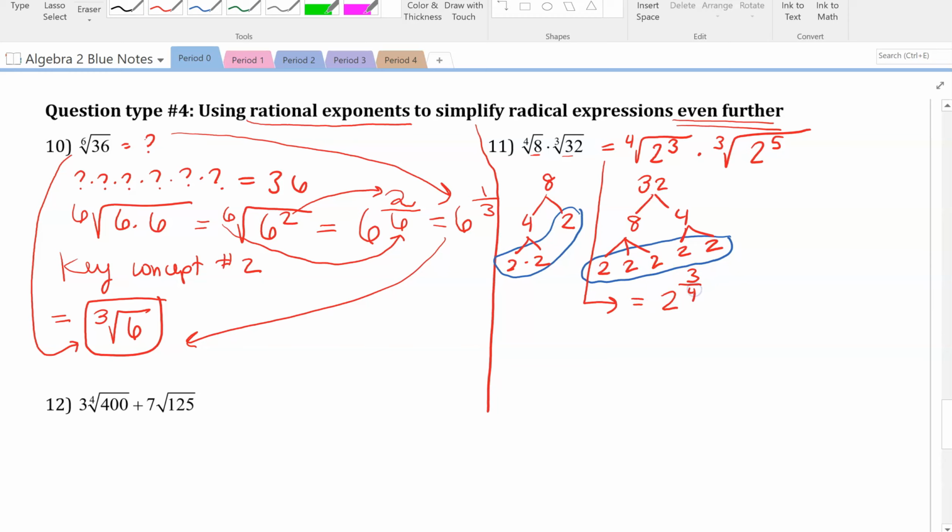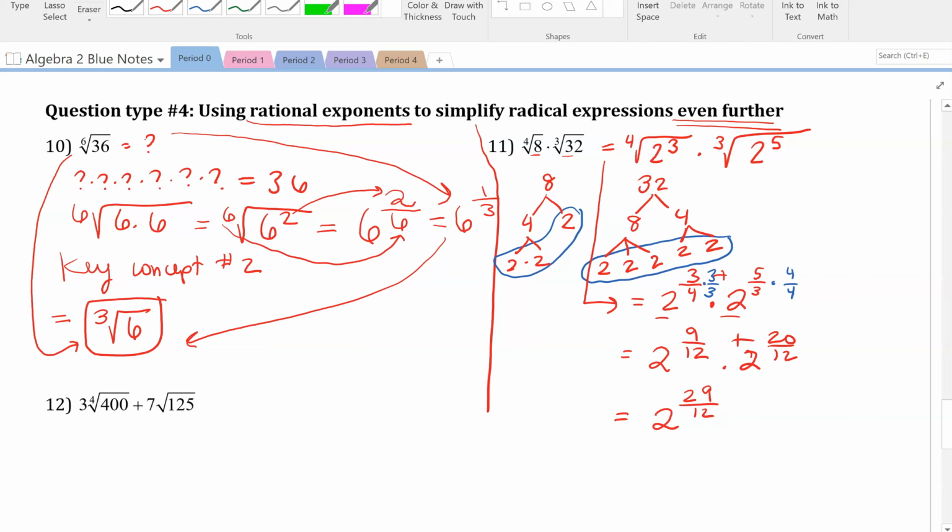And so I could think of that as 2 to the power of 3 over the index of 4 times 2 to the power of 5 over the index of 3. Since the bases match, I can go ahead and add the powers, as long as I get a common denominator because they're fractions. So I can multiply this one by 3 over 3 and that one by 4 over 4. That gets me to 2 to the power of 9/12 times 2 to the power of 20/12. Then I can just add that up, so that would end up being 2 to the power of 29/12.